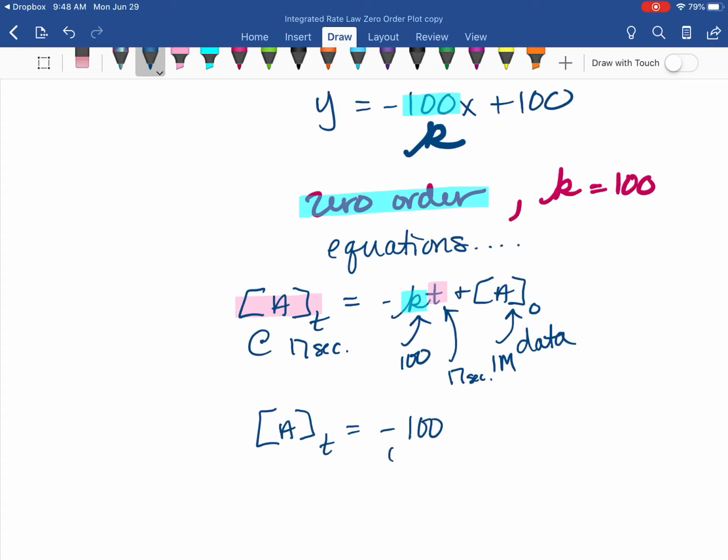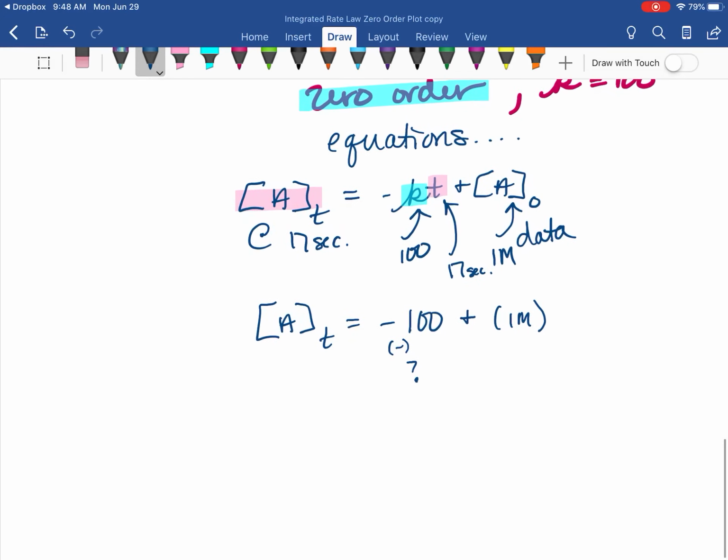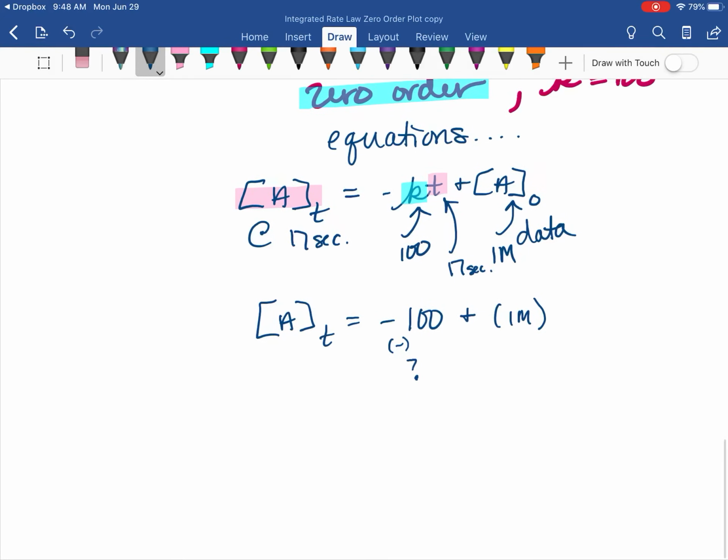So let's put in the 100, and I'm going to put a little sign down here. Okay. And then let's go ahead and put in our concentration was 1 molar. So we can switch that too. I love it. Okay. So now this is awesome.